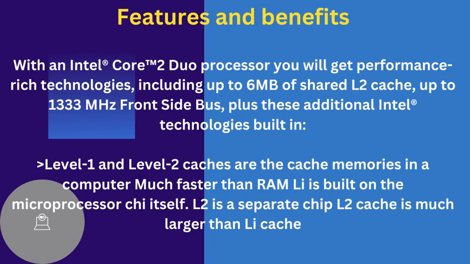Level 1 and Level 2 caches are the cache memories in a computer much faster than RAM. L1 is built on the processor itself. L2 is a separate chip. L2 cache is much larger than the L1 cache.